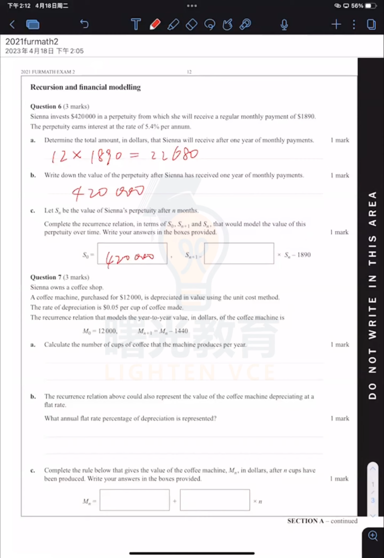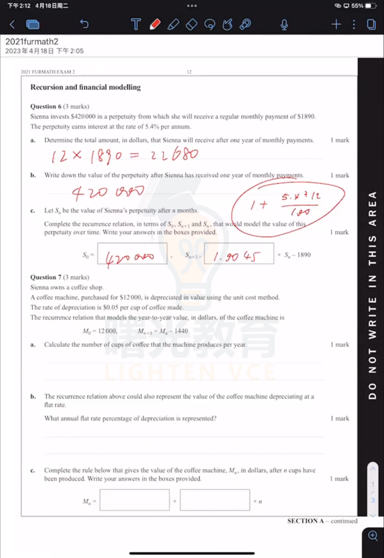And then for each month, we would have compound interest. That rate would be 1 plus 5.4 divided by 12 and then divided by 100. This is the rate. So that would be 1.0045 times Sn, and then we minus the $1,890. When would it finish? When Sn plus 1 equals 0. That is the end of the term.